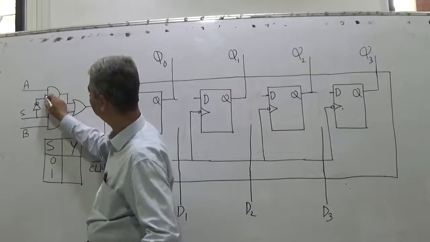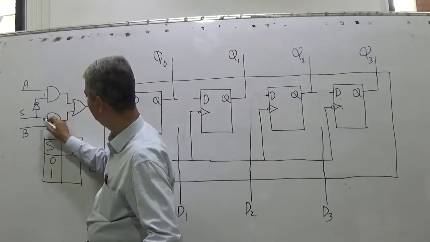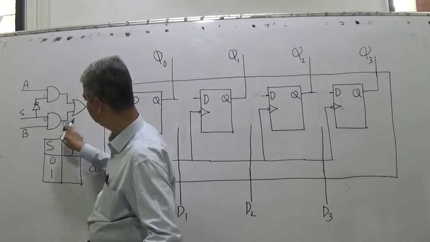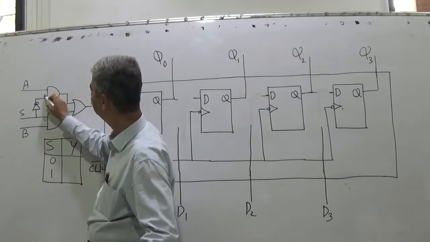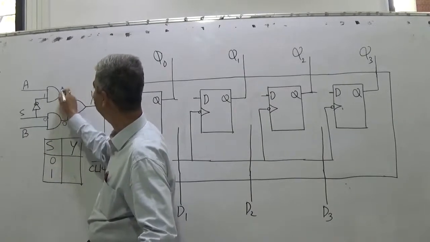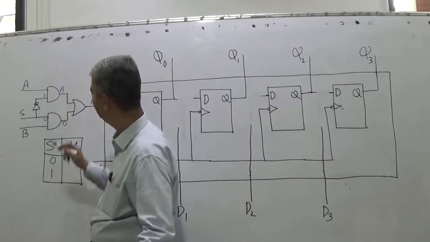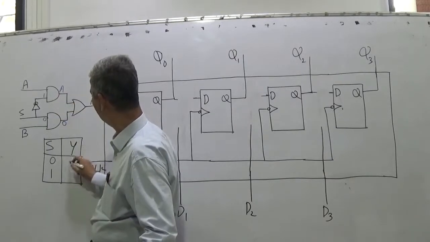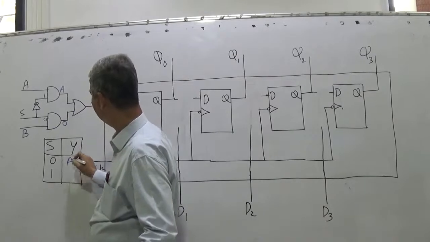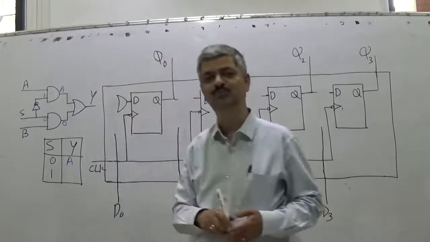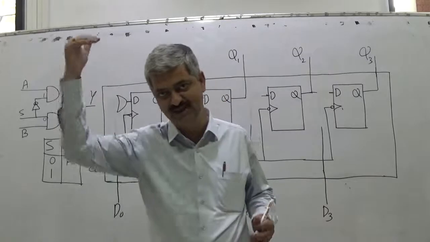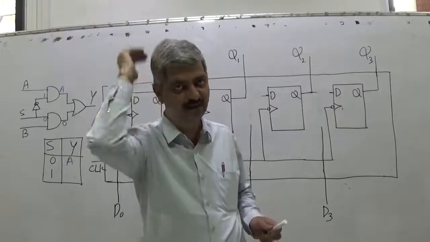This is 1. As this is 0, I need not watch at B, this is 0. When this is 1, this is A, 1 into A is A. So input is 0, input is A, Y output is A.